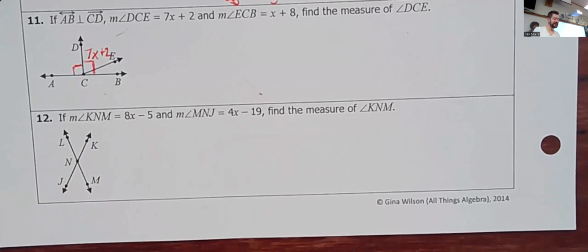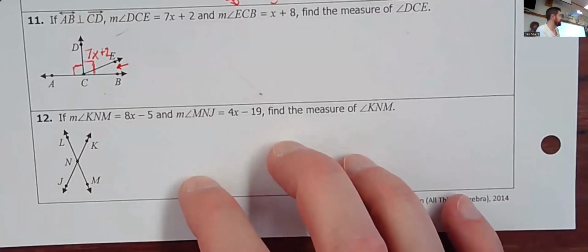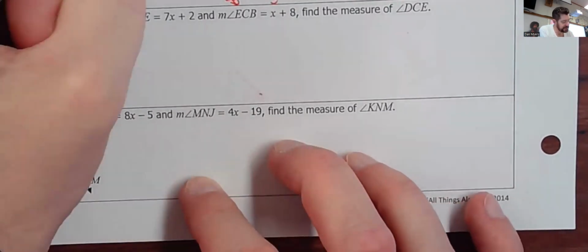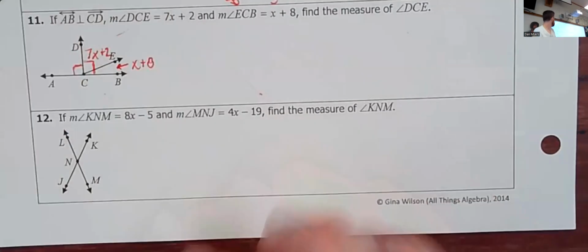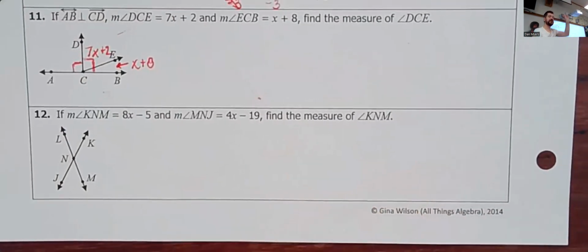And then measure of angle ECB. Is that one on the left or the right? The right, top or bottom? Bottom. So the bottom angle on the right, that would be this one here. I'm going to put a little arrow because I don't think I'll be able to write small enough to get that in there. X plus 8. All right. And we have to figure out the measure of angle DCE. So we have to figure out the measure of the top angle here, of those two.